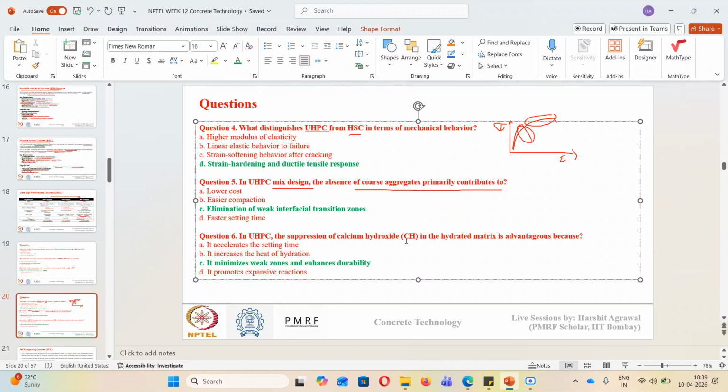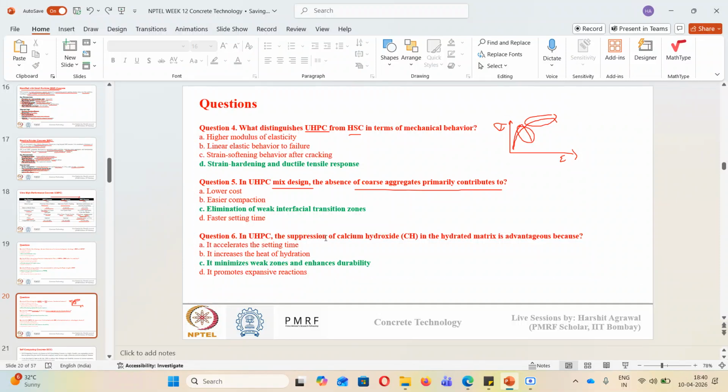So calcium hydroxide, if it is present in the pore solution, makes concrete vulnerable. So in ultra high performance concrete, we use pozzolanic materials like silica fume, which show secondary cementitious reaction where they consume calcium hydroxide. So they suppress calcium hydroxide, and this contributes to a denser and more durable matrix without weaker zones. Weaker zones means the presence of calcium hydroxide. That is what we are minimizing in ultra high performance concrete by suppressing calcium hydroxide.